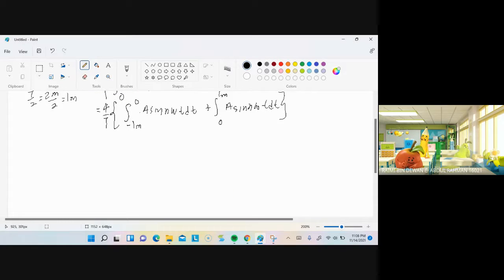The next is you expand the integration. To do the integration, you get the cos. So 4 over T. Integrate the sine, you get the negative cos. Correct. Then later on, 4 over T, you integrate. Then you get like this.